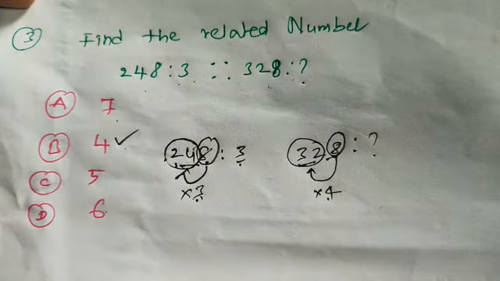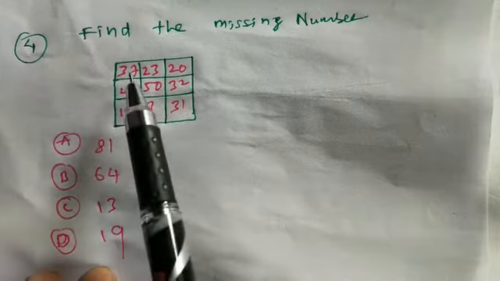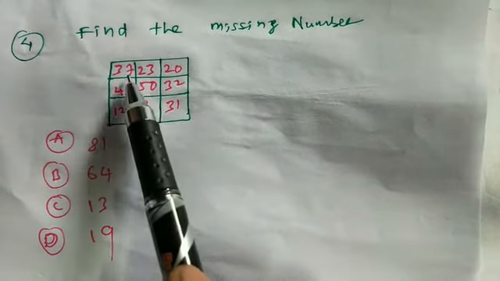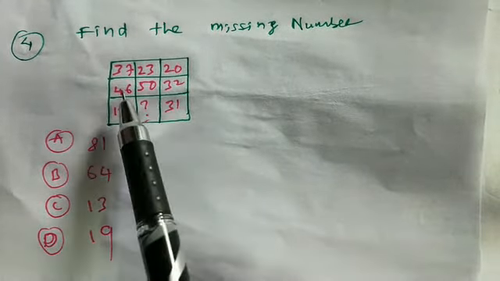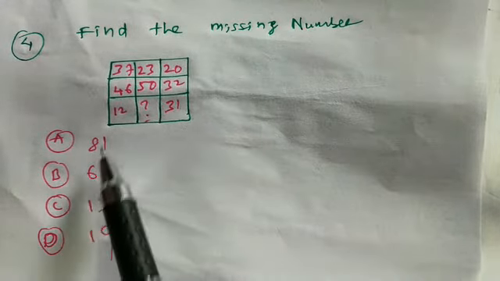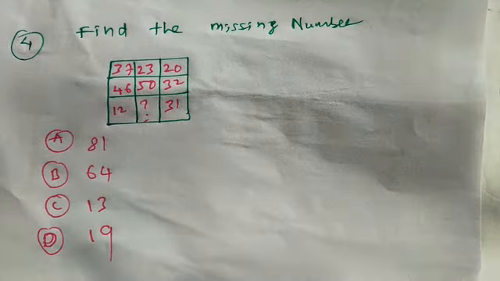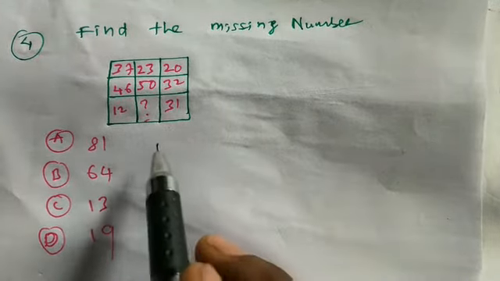Is it or not? So, the answer is 4. Simple, easy question. Question number 4. Find the missing number. If you see here, first row: 37, 23, 20; 46, 50, 32; 12, question mark, 31. The options are 81, 64, 13, 19.